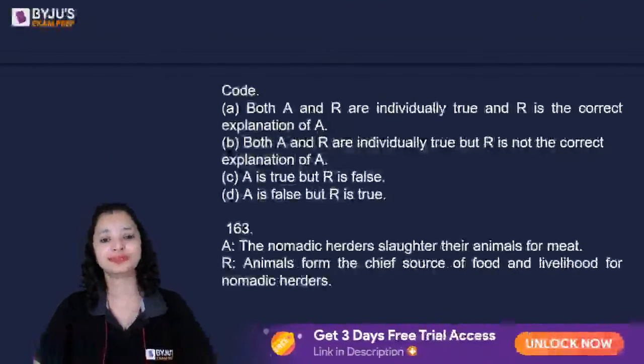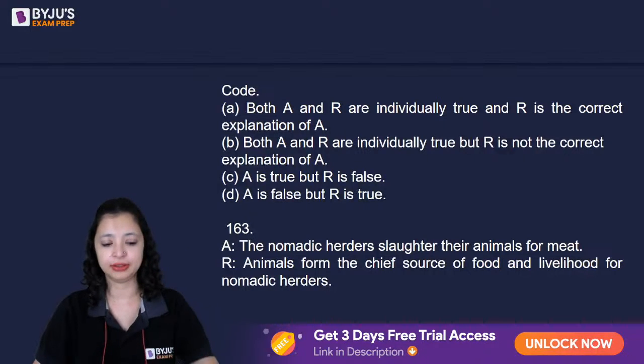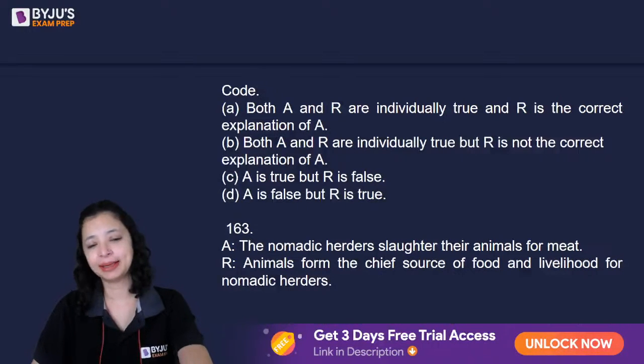Next question. The nomadic herders slaughter their animals for meat. Animals form the chief source of food and livelihood for nomadic herders. अब देखो यहाँ तो जीके लगाना नहीं है सामान, आपको पता है दोनों ही ट्रू है, आपको सिर्फ लॉजिक लगाना है, ऐसे क्वेश्चन अटेम्प्ट करके आना फिर.